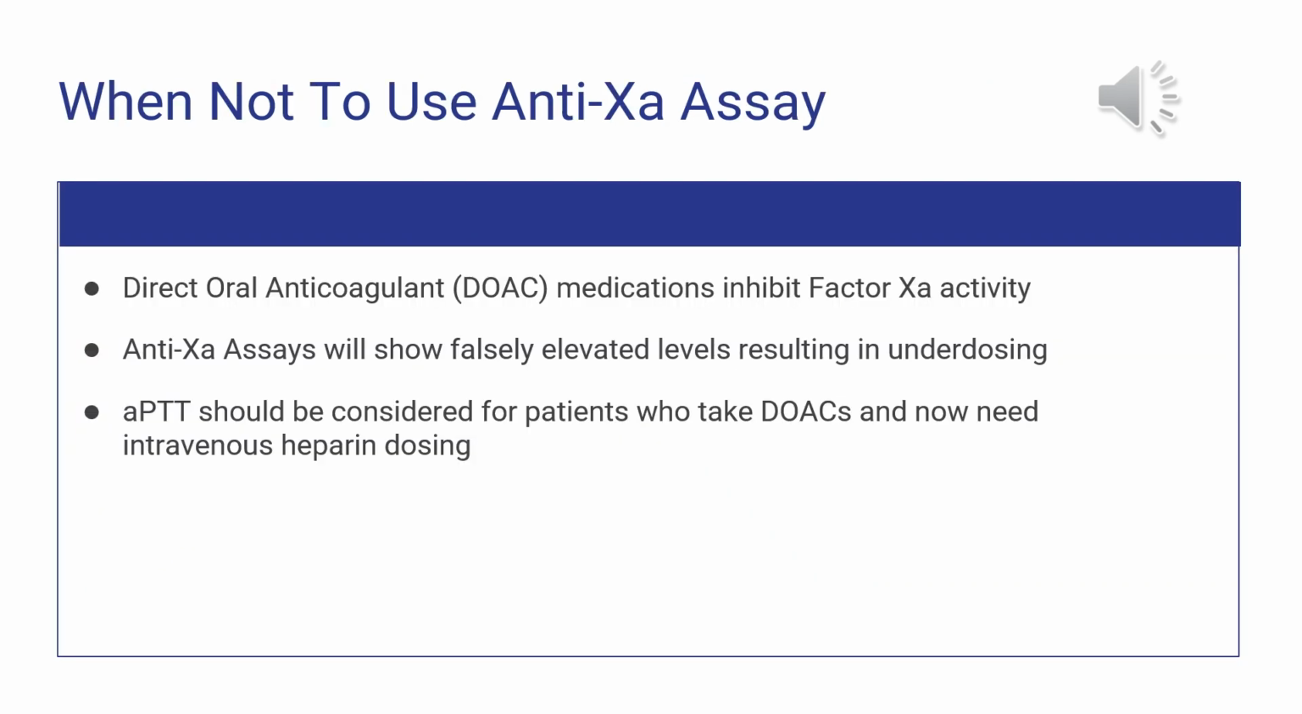Okay, like I just mentioned, the anti-Xa assay is not always the best option for heparin dosing and does have some limitations. In the article Anti-Factor Xa Monitoring for Unfractionated Heparin Therapy in 2017, it explains that interference to the anti-Xa assay can occur as a result of patients who take direct oral anticoagulants, or DOACs, such as apixaban, which we commonly use at Ivanson on the med-surg floor. This happens because DOAC medications are designed to inhibit factor Xa processes and will result in falsely elevated anti-Xa levels.